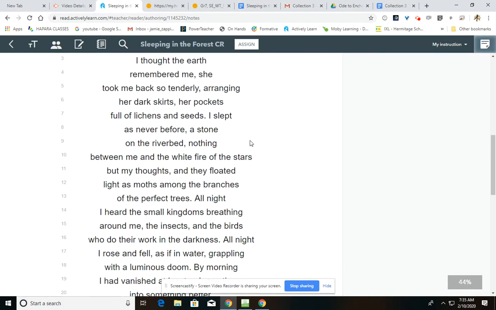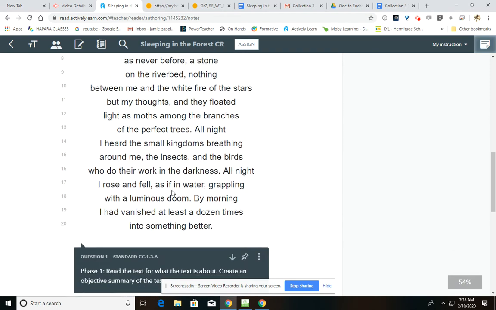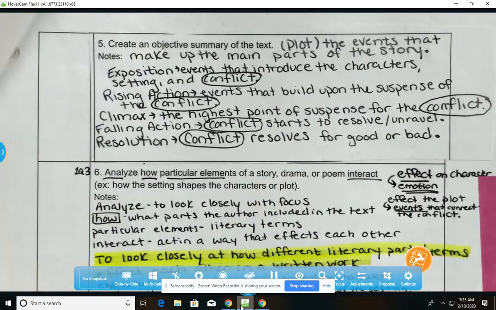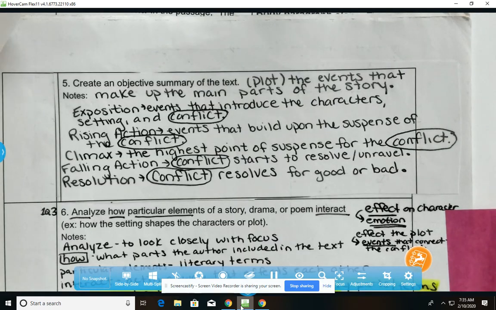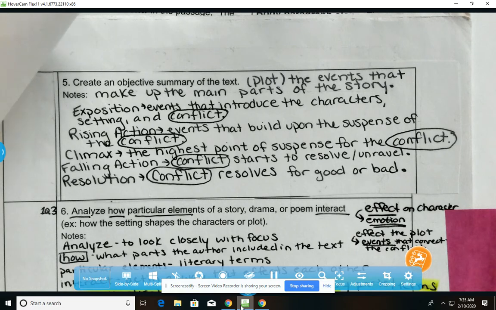As we read the poem through the first time, as always, we're going to read to create a summary of what the text is about. So please make sure you're making a proper summary utilizing learning target number 5 to create an objective summary of a text, making sure that you're including moments and details from the beginning, middle, and end. And if the poem happens to have a conflict, make sure you clearly express that conflict.